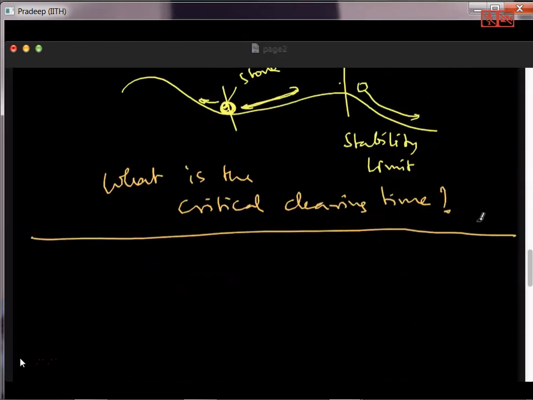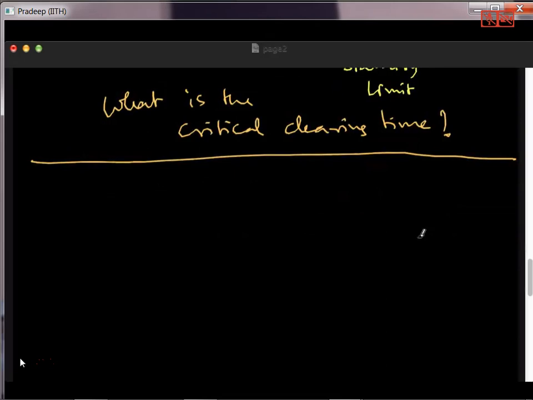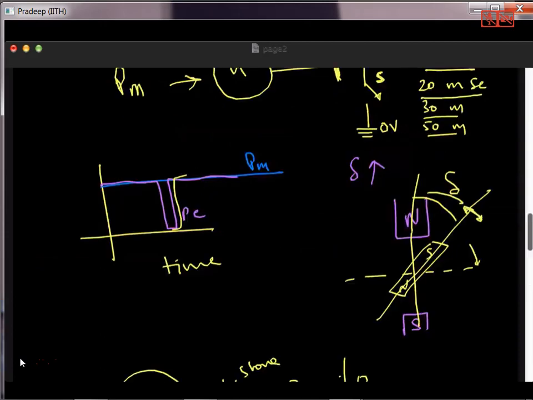Okay, so enough of generalized discussion. So let's get into some actual derivation. Do you have any questions until now? Whatever we have discussed so far, any doubts on that?